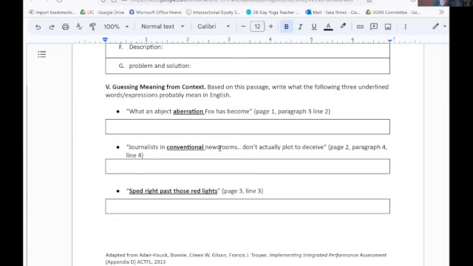The next section is guessing meaning from context, and this is really important because it is one of the ACTFL descriptors for the different levels. Some students are very adept at putting the pieces together and figuring out language that might be either figurative, like "sped right past those red lights," that's figurative language, and then also a word like aberration, which is just a less commonly used word.